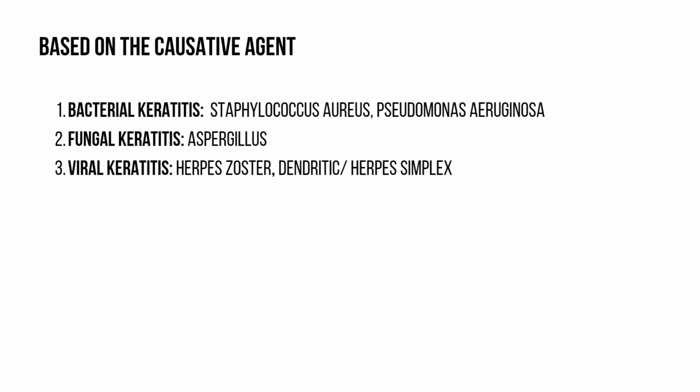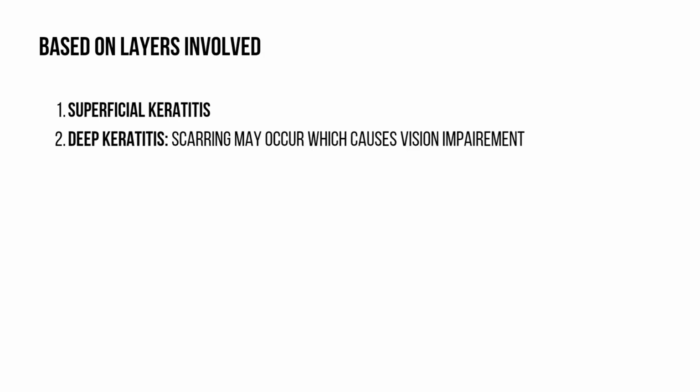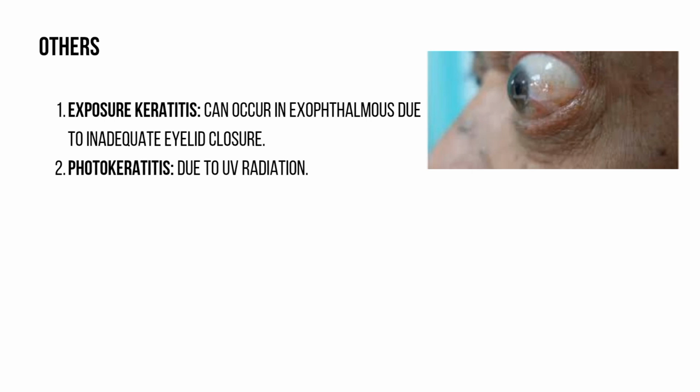Based on the layers involved, keratitis can be classified into superficial and deep. In the case of deep keratitis, deep scars may occur on the cornea, which may cause visual impairment either partially or completely. Then the final classification is based on other factors. Based on other factors, keratitis can be of two types: exposure keratitis and photokeratitis.